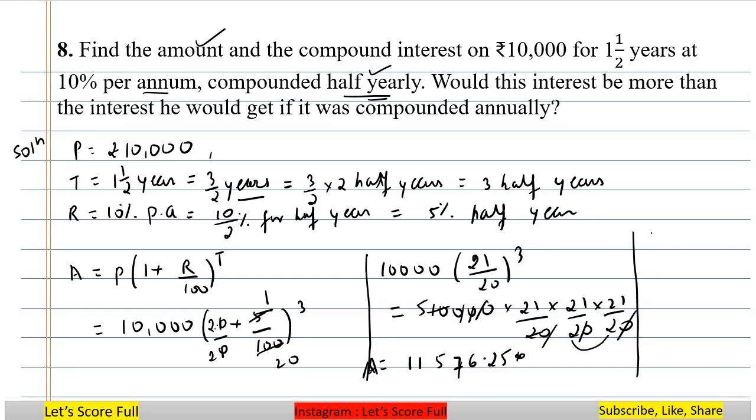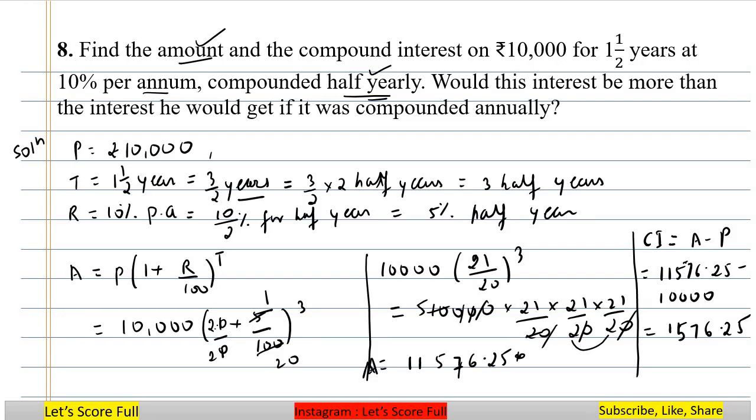Now they are asking for the compound interest. So the formula for compound interest is amount minus principal. What is the amount here? The amount here is 11576.25, and then you have to subtract 10,000. How much you'll get? It is 1576.25. This is not simple interest, they ask compound interest: rupees 1576.25. So we got the first part of the question, which asked the amount and compound interest.